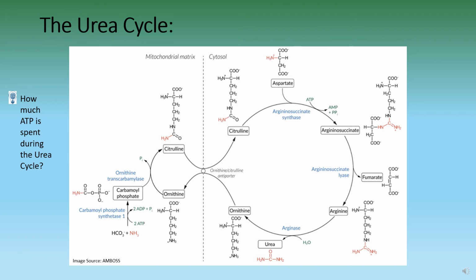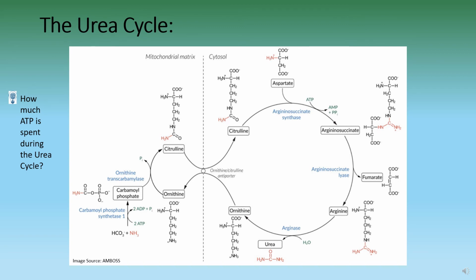Here's a more detailed summary of the chemical structures involved and how they change throughout the urea cycle in order to eliminate ammonia. As you can see, the reactions of the urea cycle occur in the mitochondrial matrix and cytosol.